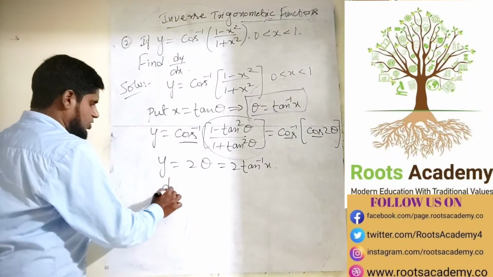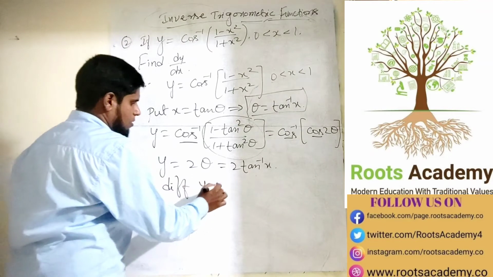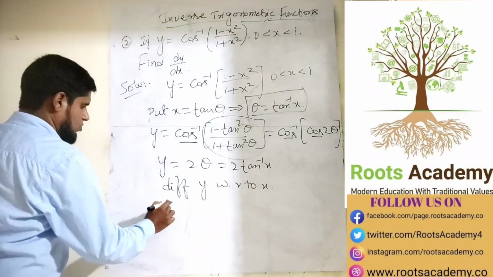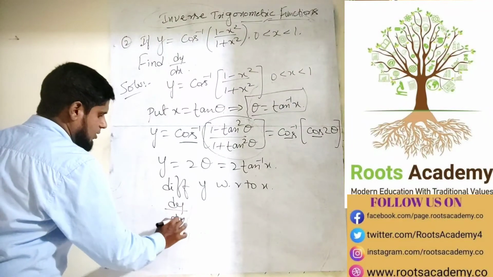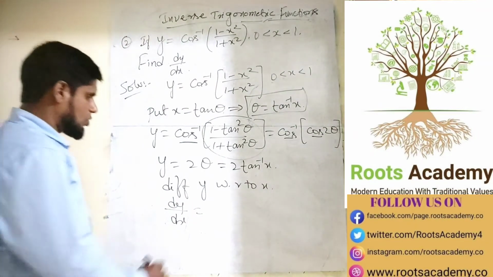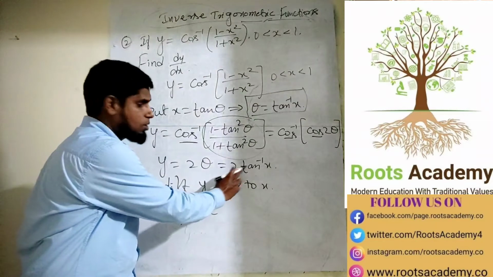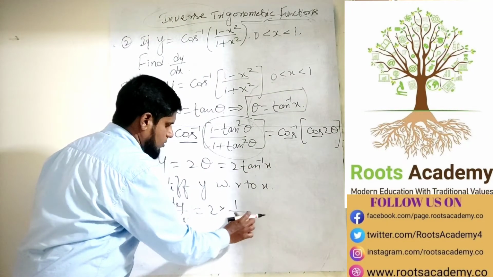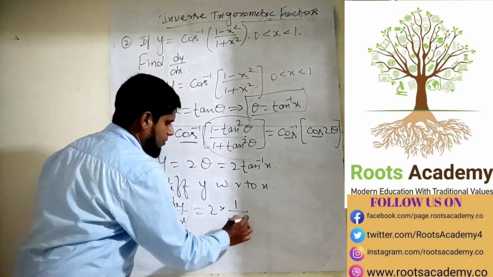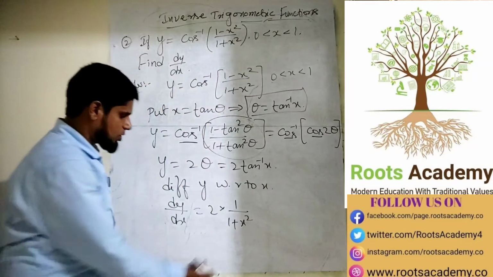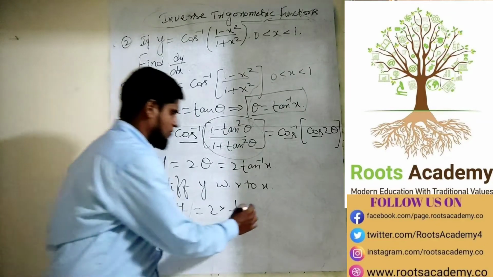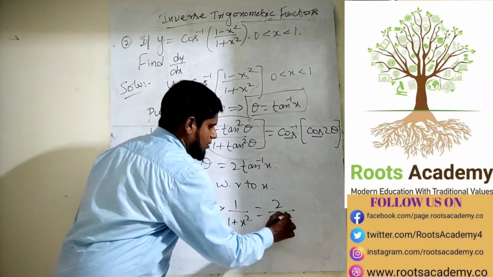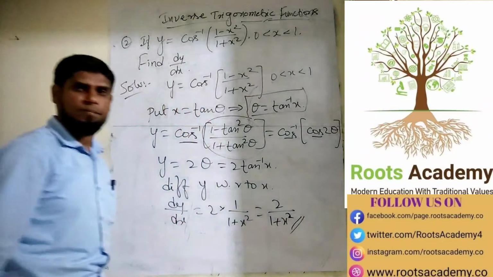So differentiate y with respect to x. dy by dx equals 2 as it is, times the derivative of tan inverse x, which is 1 by 1 plus x square. Finally, this becomes 2 divided by 1 plus x square.